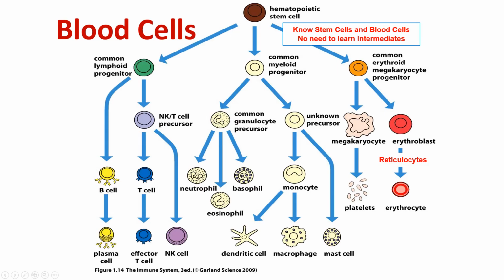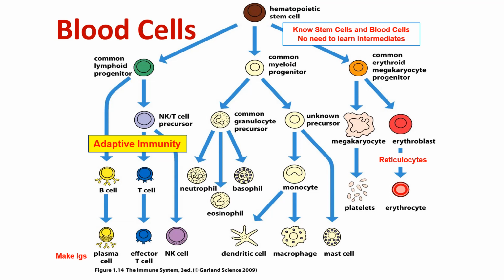This is a picture showing the various blood cells. You can see at the very top is the hematopoietic stem cell, and that divides into various others. There's a common lymphoid progenitor, and that common lymphoid progenitor gives rise to B cells and T cells, which are lymphocytes, and then natural killer cells, which are also part of that adaptive immunity or cell-mediated immunity. And plasma cells make immunoglobulins, the IgGs that we'll talk about later.